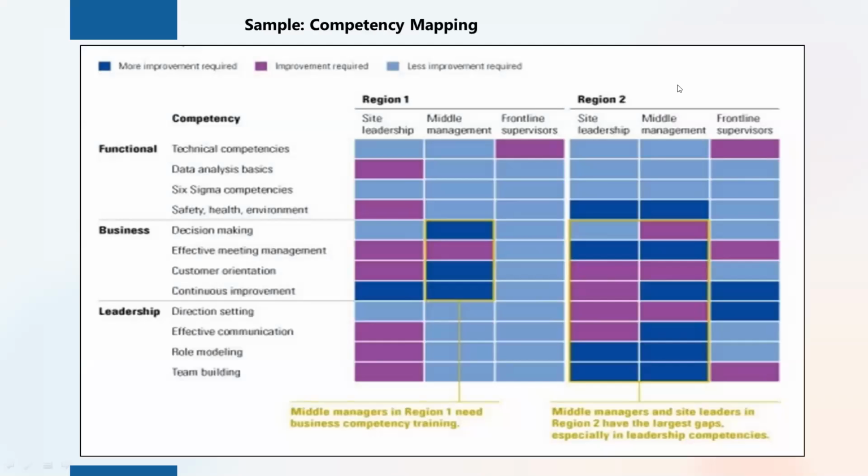This is how a competency mapping sample looks. So if you see all the skills, functional, business, leadership competencies, and then they're further divided into competencies, and then they've given color coding. Dark blue is more improvement required, purple says improvement required, and the light blue says less improvement required. So this gives a complete clarity on how and where we can develop our employees.